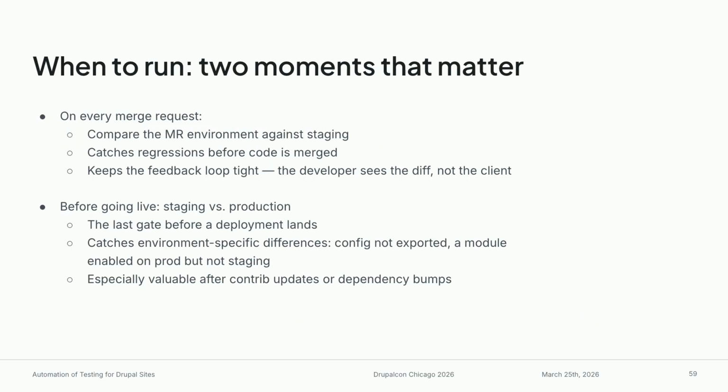There are two moments that matter in terms of when to trigger these tests. One of them is on every merge request. When a developer opens the MR, the pipeline is going to spin up the review environment. It will deploy the branch, as Simon mentioned before, and then it will trigger Diffy. It's going to do a comparison against staging, and if something has shifted visually, it is going to highlight it.